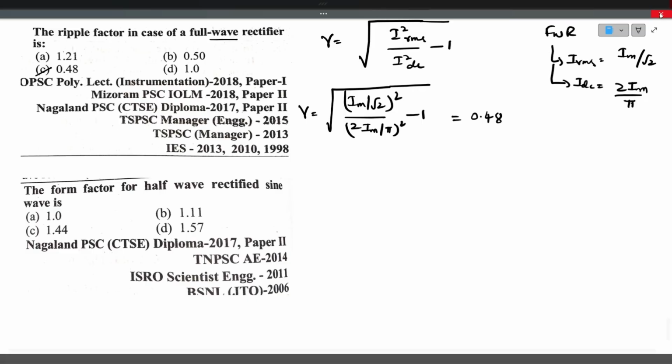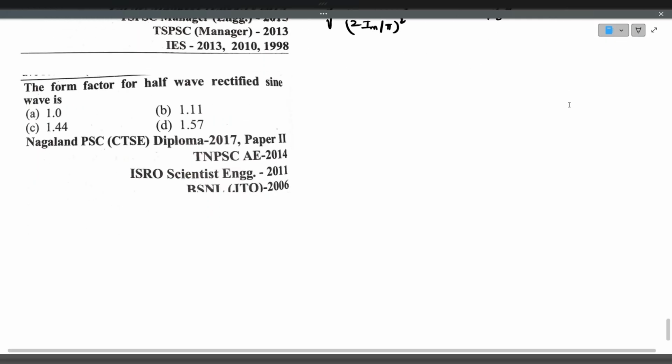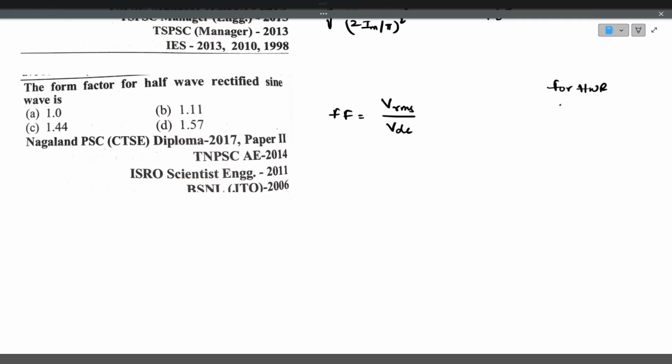Now look at the next question, that is the form factor of the half wave rectifier. The form factor is given as Vrms divided by Vdc. For the half wave rectifier, Vrms is Vm by 2 and Vdc is Vm by pi. By substituting these values, Vm by 2 and Vm by pi, you will get the answer as 1.57. So the answer is option D.